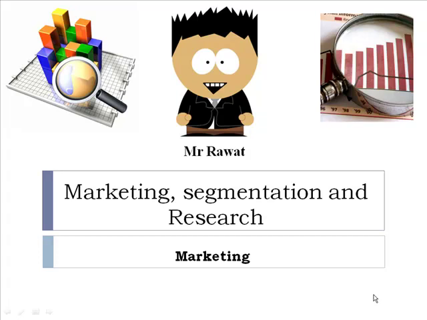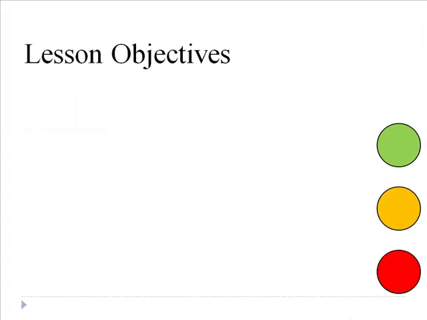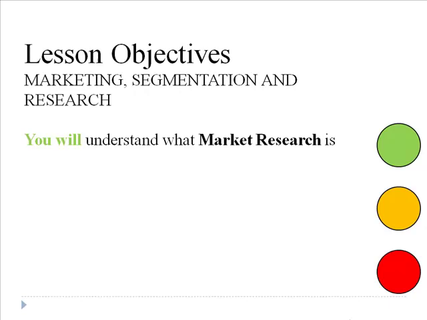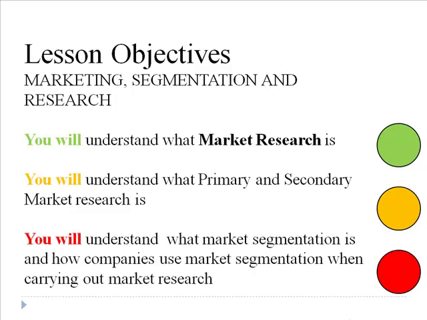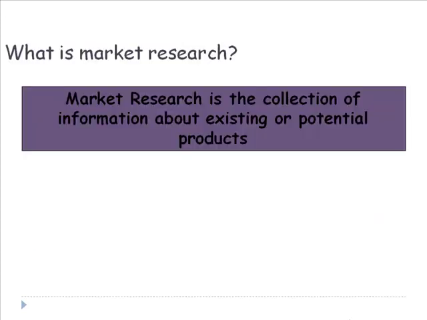This lesson is all about marketing, segmentation, and market research. The objectives of this lesson: you're going to be able to understand what market research is, what primary and secondary market research is, and lastly, what market segmentation is and how companies use market segmentation when carrying out market research. So what is market research?